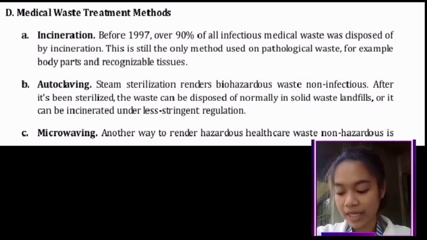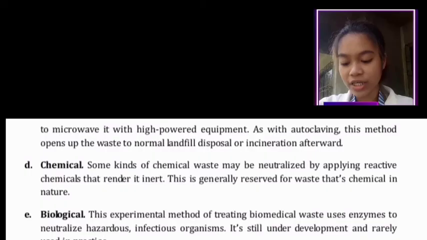Autoclaving naman, ito naman yung mga i-sterilize ng mga biohazard o mga non-infectious waste. Pagkatapos nito i-sterilize, pwede na siyang i-dispose kasama ng mga ibang mga solid waste. Microwaving. Ang microwaving ay isa pang paraan ng pagtatapon ng mga hazardous waste. Yung mga non-hazardous waste ay inilalagay sa isang microwave with high power point equipment.